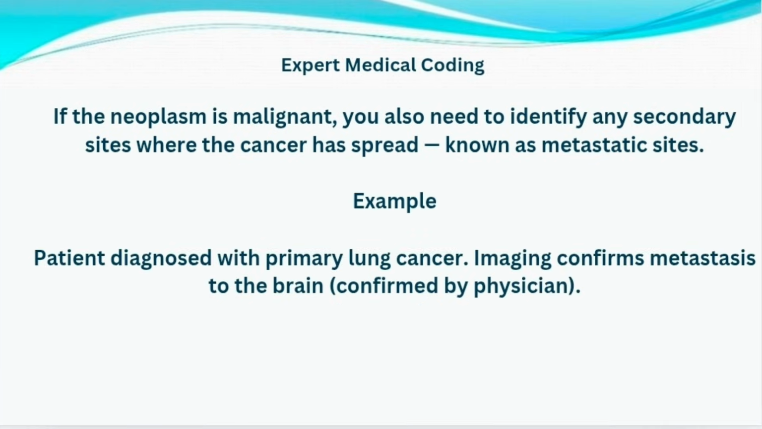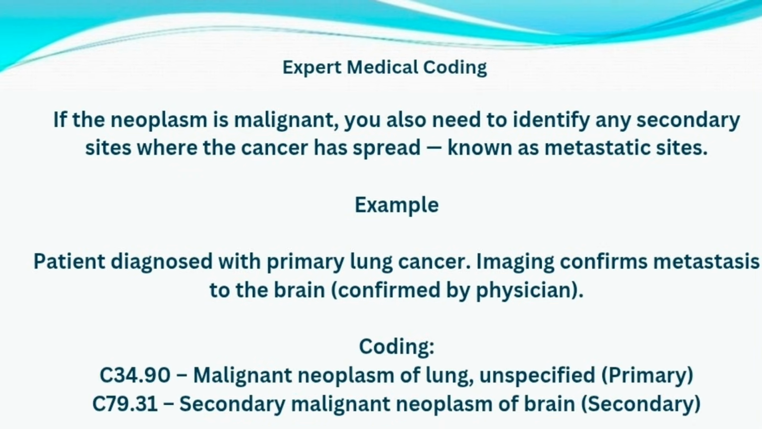For example, a patient is diagnosed with primary lung cancer, and imaging confirms metastasis to the brain. So here we have to give C34.90 for malignant neoplasm of lung, unspecified as primary, and C79.31 for secondary malignant neoplasm of brain as the secondary site.